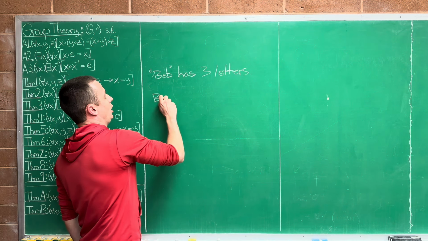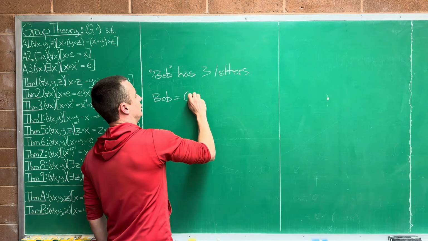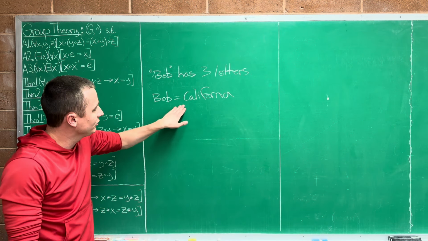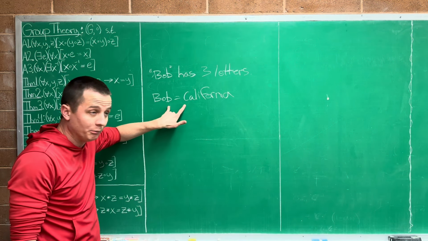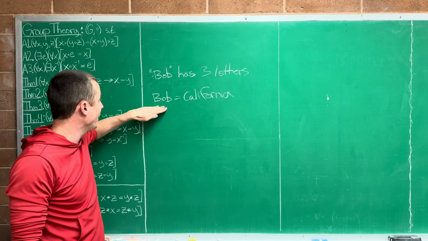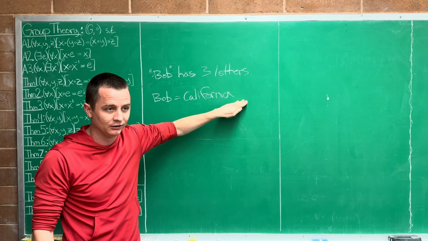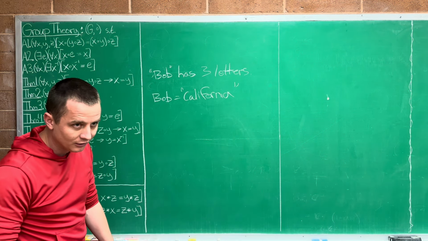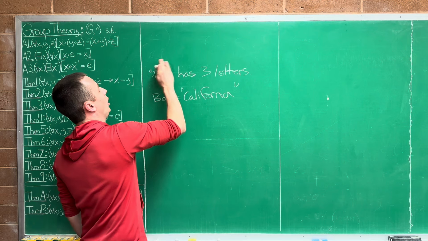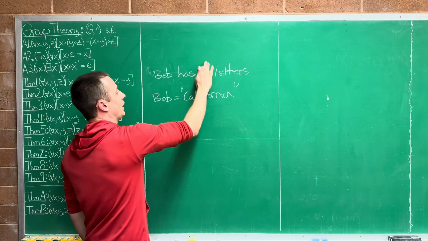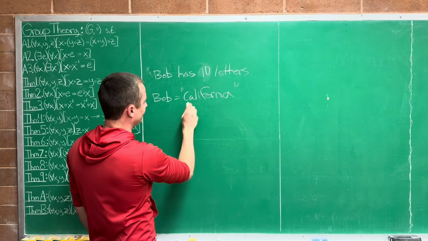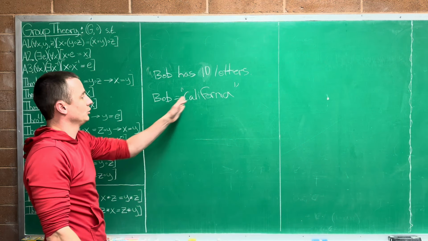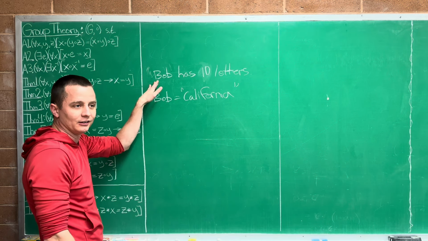I say something like Bob is equal to California. So if I say Bob is equal to California, I'm saying that Bob and California are one and the same thing. This is somehow a different name for California, the state out there. If I say instead Bob equals the word 'California,' and then I write Bob has 3 letters, this is false. But if I were to write after the fact Bob has 10 letters, it's now true. Bob is the word California, and now Bob has 10 letters, it's true.